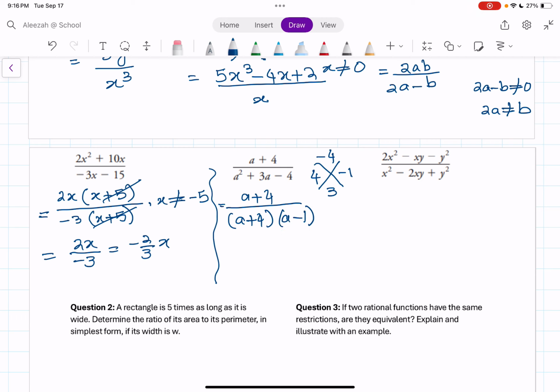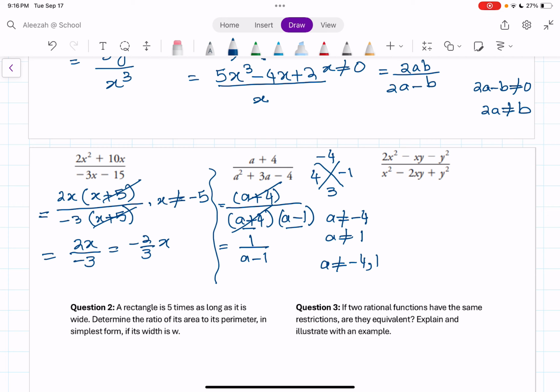And now before I cancel, I will write the restrictions. So here I have two factors in the denominator. So my restrictions will be a is not equal to negative 4 and a is not equal to 1. Or I can simply write a is not equal to negative 4 and 1. Okay, now I cancel out the common factor, and I'm left with 1 over a minus 1, which is my answer.